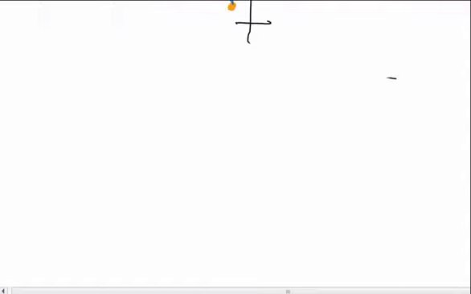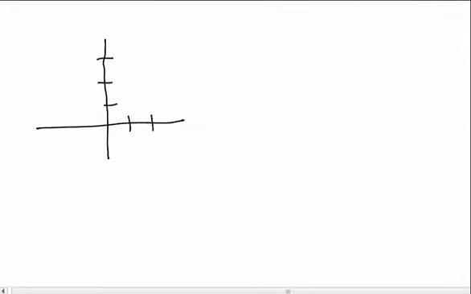So let's try one more before I let you go on the homework assignment. Let's do a real simple graph here. We're going to do 5 points here: -2, 1; -1, 0; 0, 2; 1, 0; and 2, 1.